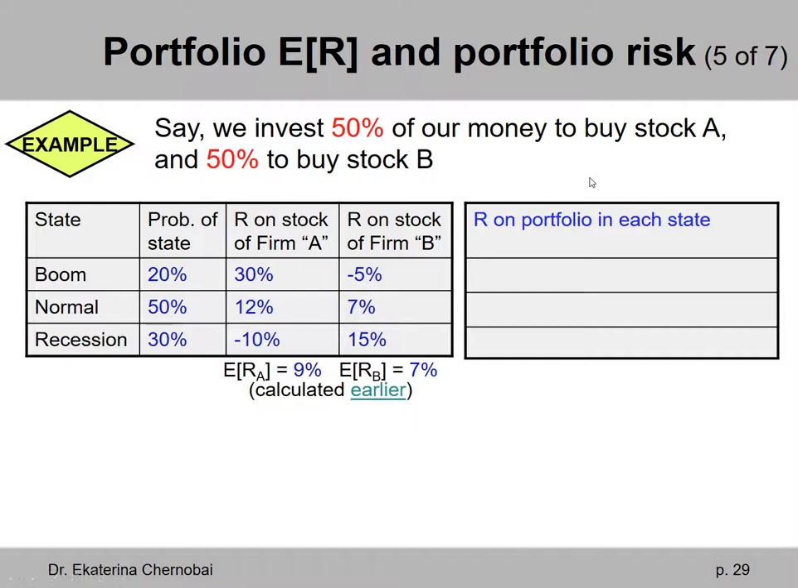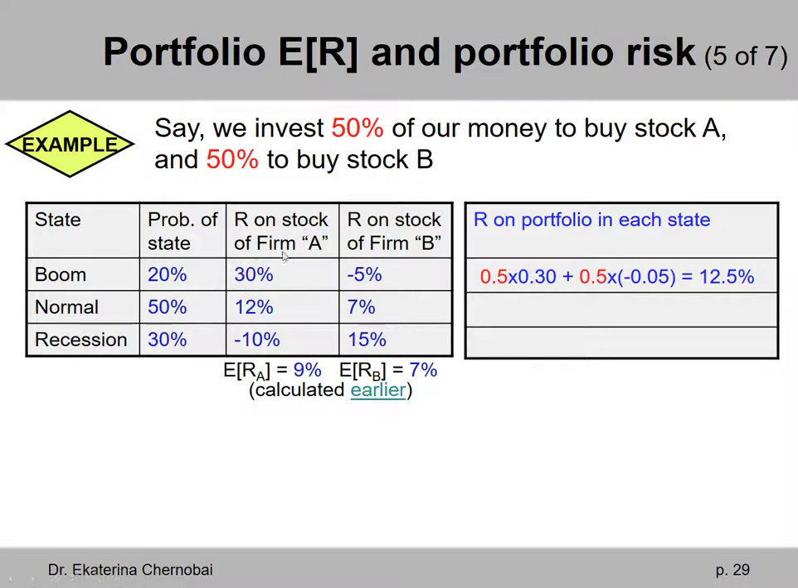Here's how we can approach this problem. We can add an extra column to this table in which for each state of the economy, we are calculating the return on the entire portfolio. How are we going to do that? So we can do the following.